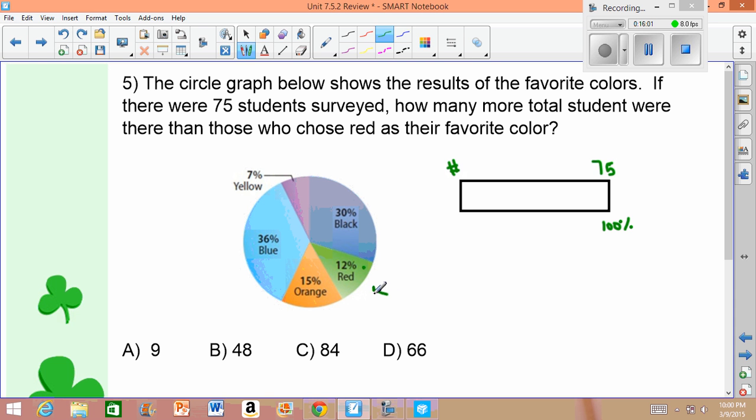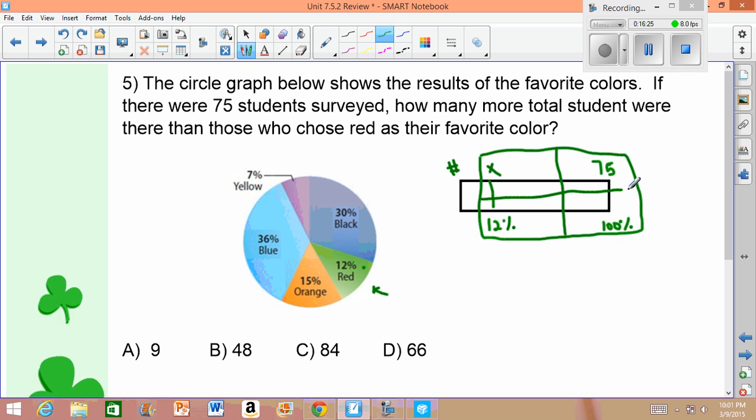And we are specifically focusing on red. So that was 12%. Well, 12% is kind of way down here, so that should not be that big of a number. And we're trying to find that answer. So we have our box set up for us. And we're going to have our proportion. So I have x over 12 equals 75 over 100. So now we're ready to solve this problem.